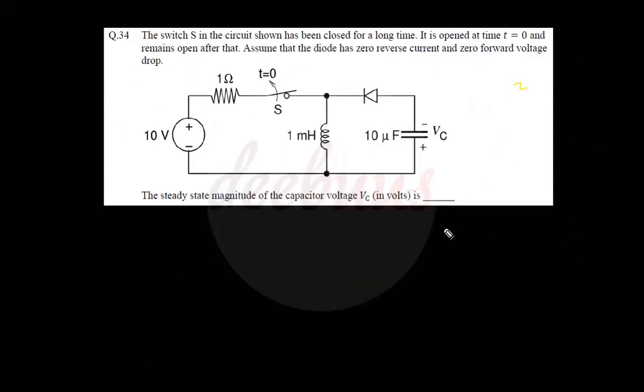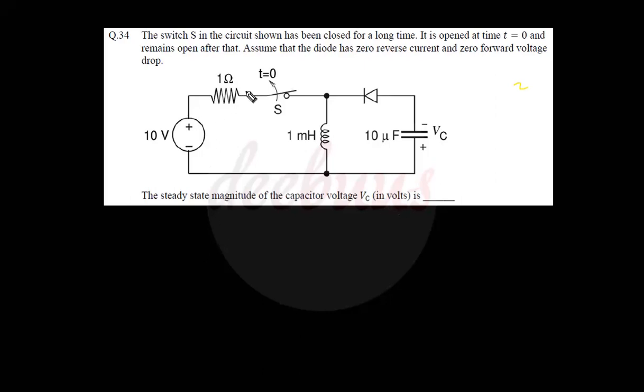Now moving to the next question. The switch S in the circuit shown has been closed for a long time. It is opened at time t equal to 0 and remains open after that. Assume that the diode has 0 reverse current and 0 forward voltage drop. The steady state magnitude of the capacitor voltage Vc in volts is.